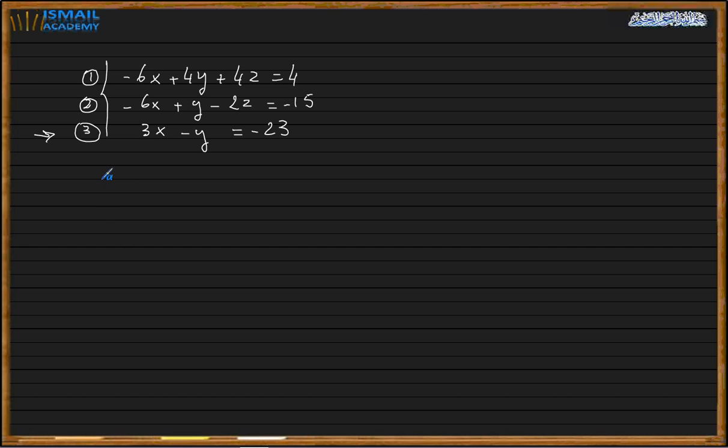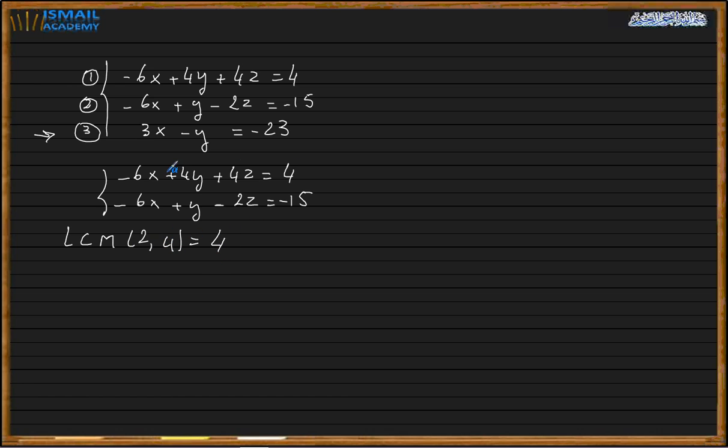So it's going to be minus 6x plus 4y plus 4z equal 4. And we have minus 6x plus y minus 2z equal minus 15. And again, it's not because the coefficients of x are the same that I'm going to eliminate x and keep z. Keep in mind, I have x and y, that means I need to keep x and y here. So there's no choice, I need to eliminate the z. So here the LCM between 2 and 4 is 4. So 4 is already here. What I do, I multiply the second one by 2.